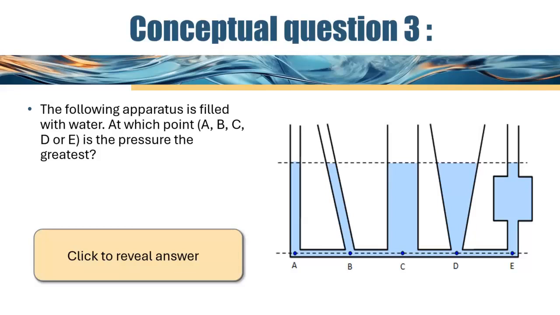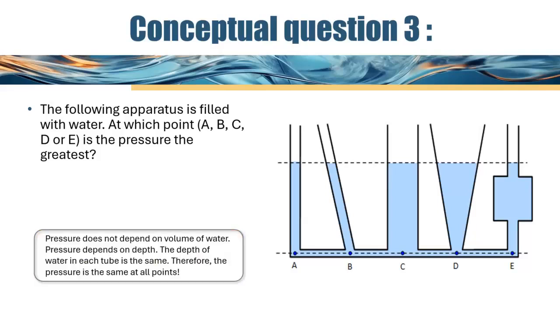And lastly, question 3. The following apparatus is filled with water. At which point A, B, C, D, or E is the pressure the greatest? Again, pause the video and talk with your neighbor. Did you get it right? It's a trick question. The pressure at all points is the same. Pressure does not depend on the volume of water above the point. It depends only on the height of water above the point. And as you can see, the height in all 5 different columns is the same. Therefore, the pressure is the same at all points.